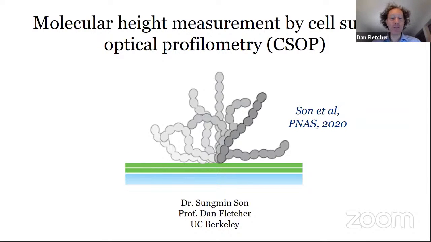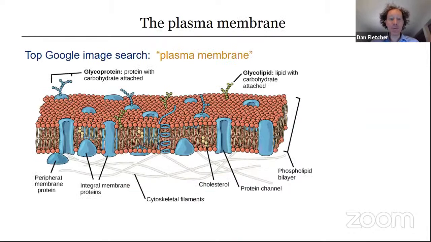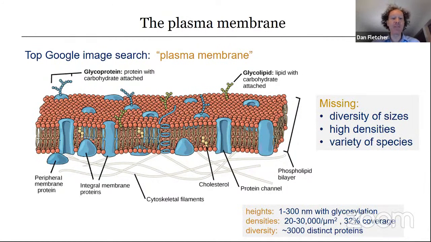So by way of background, I want to point out that the popular view of plasma membranes is lacking in many respects. While it's true that it's a lipid bilayer, this popular image from a Google image search suggests that the features of membranes that we want to focus on today aren't necessarily part of that popular view. And in particular, we want to talk about the diversity of sizes of ectodomains of cell surface proteins. And this picture is missing them, but they can range from a nanometer to hundreds of nanometers. And they involve a diverse number of distinct species as well.